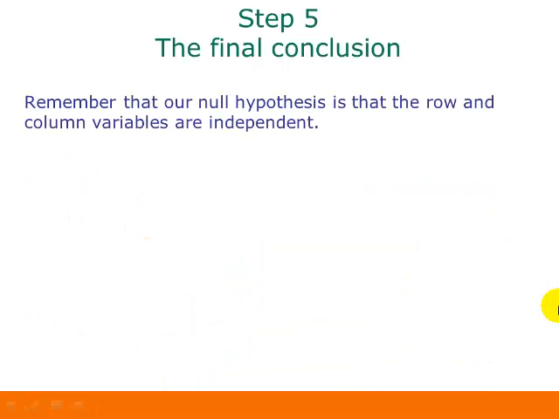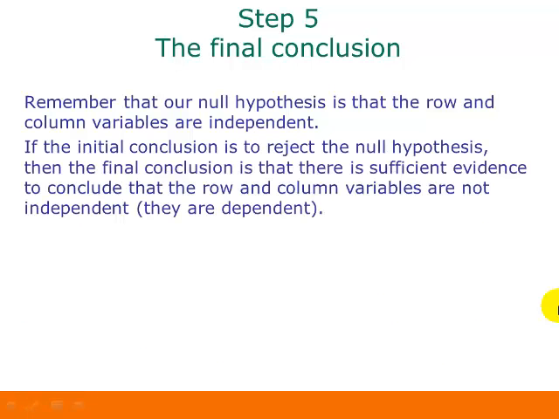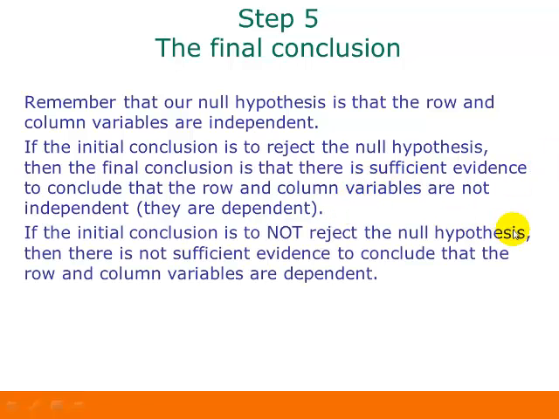Now for the final conclusion, remember that our null hypothesis is that the row and column variables are independent. So if the initial conclusion is to reject the null hypothesis, then the final conclusion is that there is sufficient evidence to conclude that the row and column variables are not independent. We can also say that they are dependent. If the initial conclusion is to not reject the null hypothesis, then there is not sufficient evidence to conclude that the row and column variables are dependent. So this would say that the row and column variables are related or associated in some way.